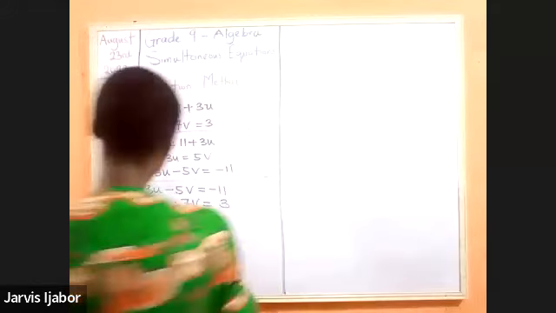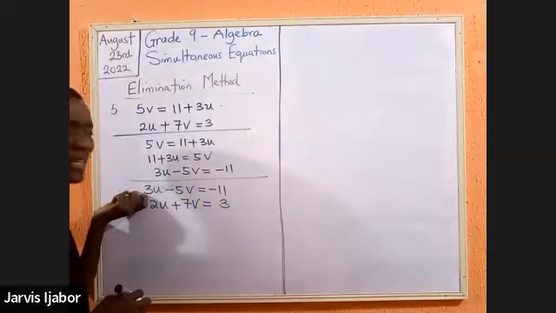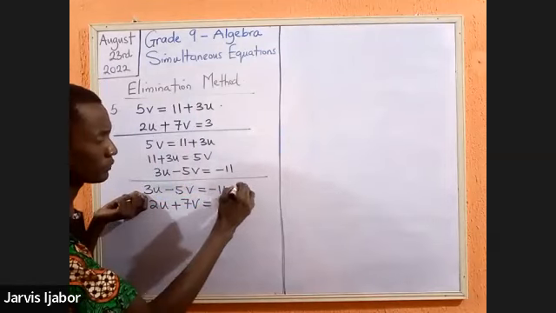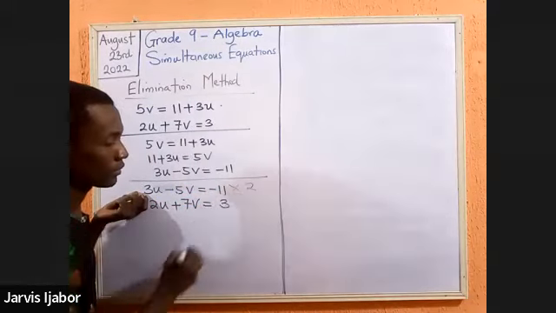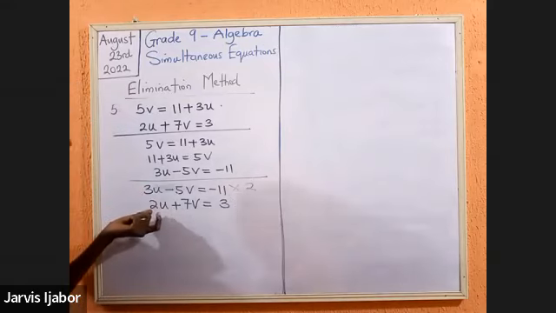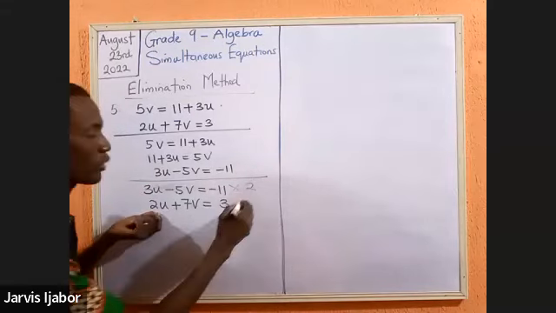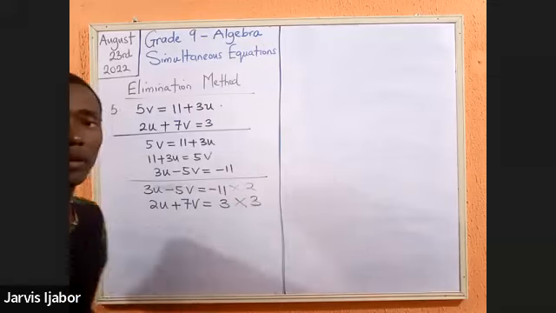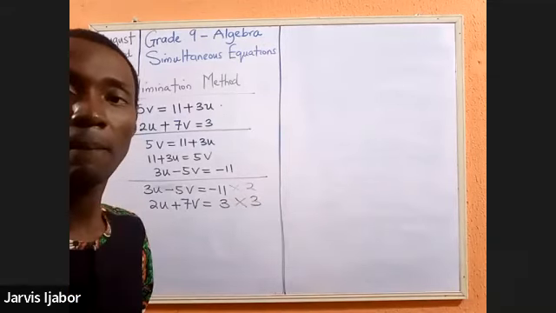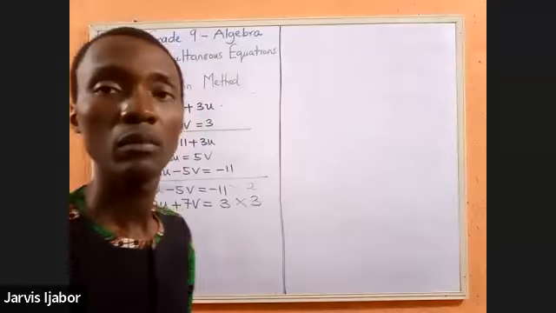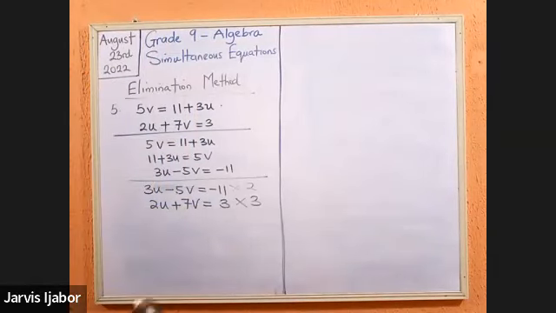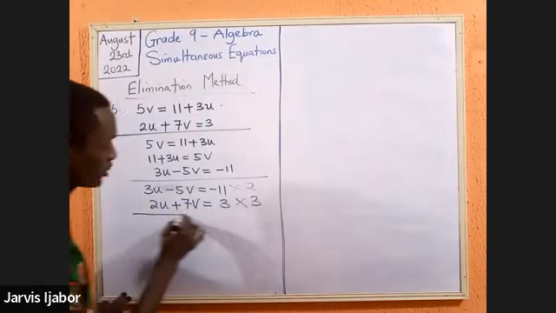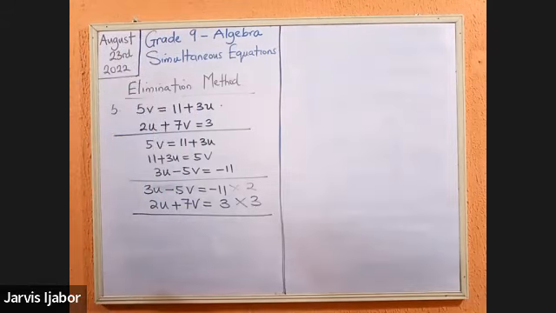6. So what will I multiply 3 by to get 6? It will be 2. What will I multiply 2 by to get 6? It will be what? 3. Okay. So that's done. I'm going to generate new sets of equations now.